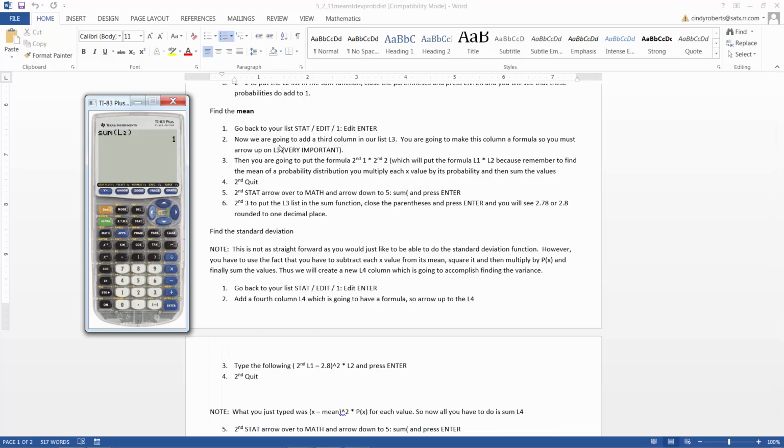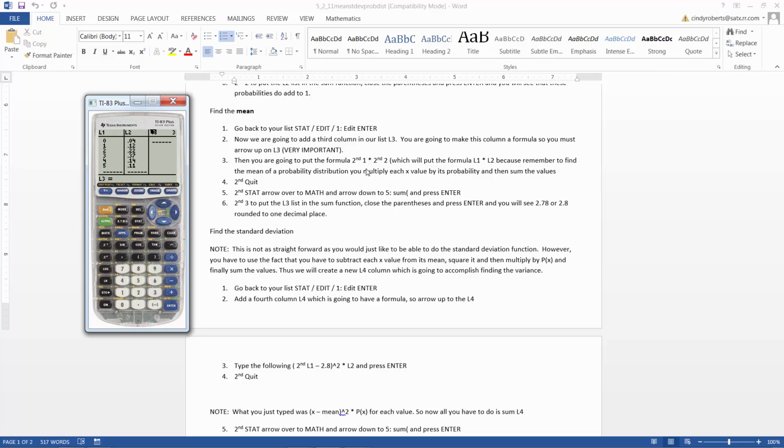From here, I want to find the mean. So I go back to my stat, edit, and I'm going to add a third column, because the formula, if you do this out by hand, is you multiply each x value times its probability value. You're going to make this column a formula, so you must arrow up to where L3 is, because I'm not typing any data in. I'm going to type a formula.